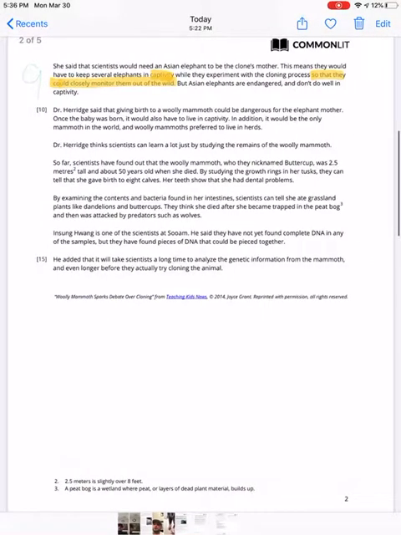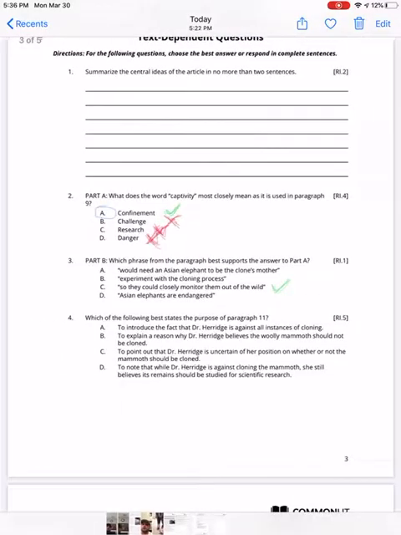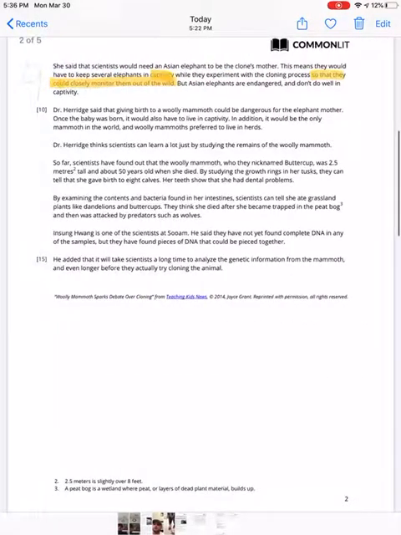Looking at the other ones, if we threw the other words in there, we have challenge, research, and danger. Let's see how that sounds. This means they would have to keep several elephants in challenge while they experiment with the cloning process. Does that make sense? No. This means they would have to keep several elephants in research while they experiment. No. This means that they would have to keep several elephants in danger while they experiment with the cloning process so that they could closely monitor. I mean, that one actually sounds like it could be, but we know it's not the answer. We know that the answer is confinement based on this.